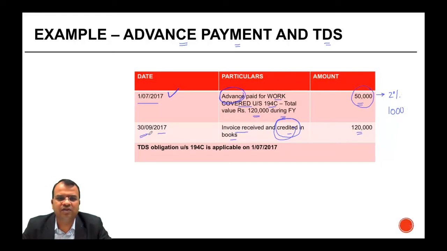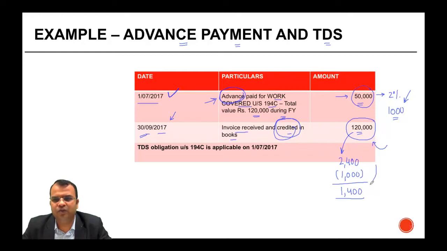You will withhold a tax of 1,000 on this date. Now, when you receive the invoice on 30th September for 1,20,000, out of this, the total TDS which should be due at the time of credit is 2% of 1,20,000 or 2,400. But this credit also includes an advance payment which has been made for 50,000, on which TDS has already been deducted, amounting to 1,000. So the TDS which will be deducted on this date at the time of credit will be 2,400 minus 1,000, 1,400. So you deduct TDS of 1,000 at the time of payment. The balance TDS on the entire thing, which is at the time of credit, is 1,400. That's how you say that it has to be deducted at the time of credit or payment, whichever is earlier.